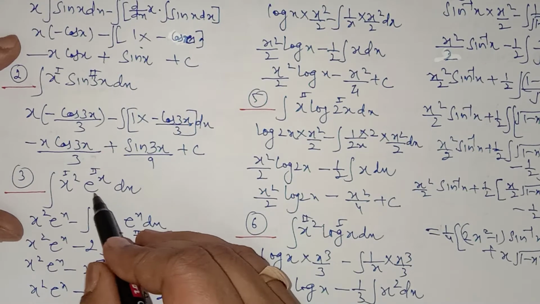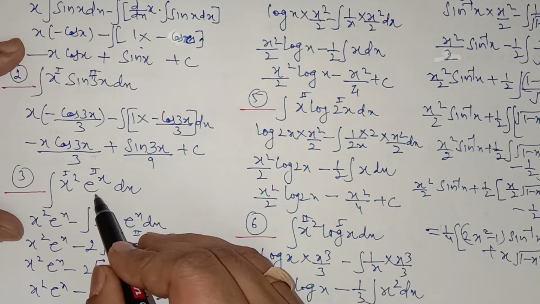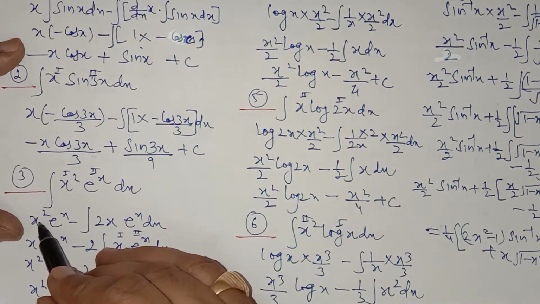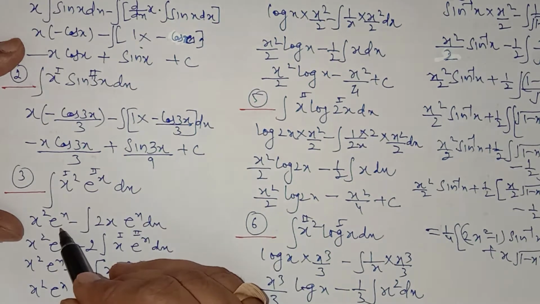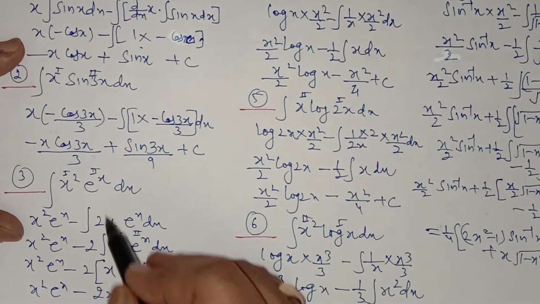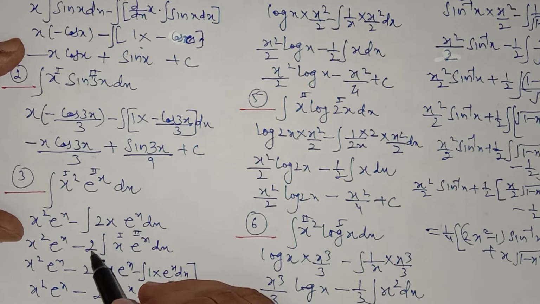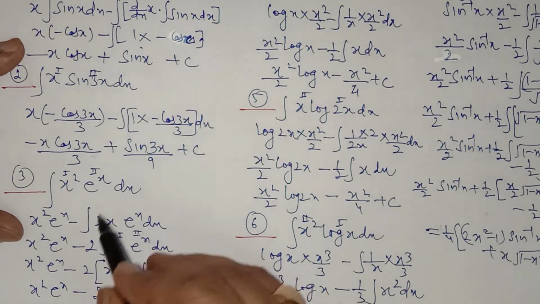Algebraic and exponential, so you have to take algebraic as the first and exponential as the second. First function as it is, integral of e to power x, which is e to power x, minus derivative of the first, which is 2x, multiplied by the integral of e to power x, which is e to power x. Arrange it, it is 2x e raised to power x. It is again the product rule.